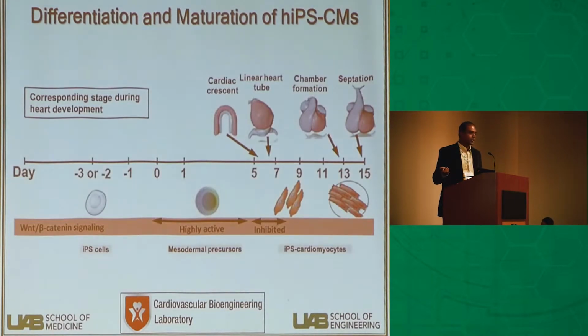So this is just a differentiation protocol for iPS cells into cardiomyocytes. This is accomplished primarily with modulation of the beta-catenin Wnt signaling pathway. Initially, these iPS cells are induced into mesodermal precursors and then differentiate into cardiomyocytes. What I've done here is try to overlay the corresponding stages of heart development with this differentiation protocol.